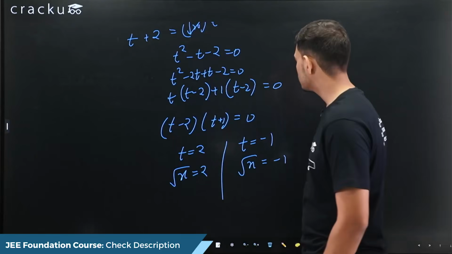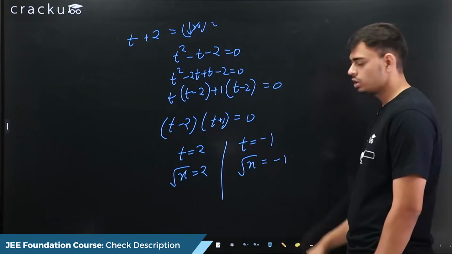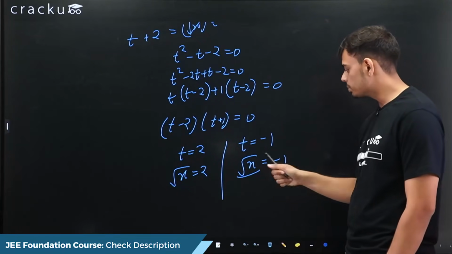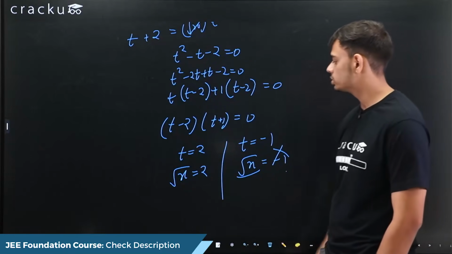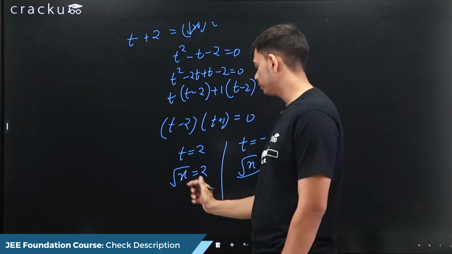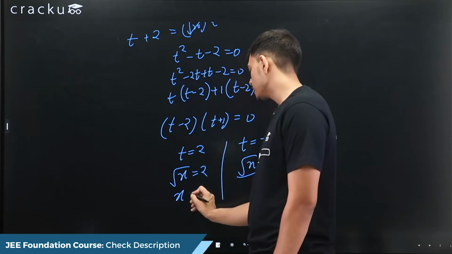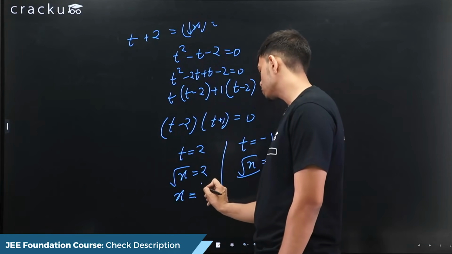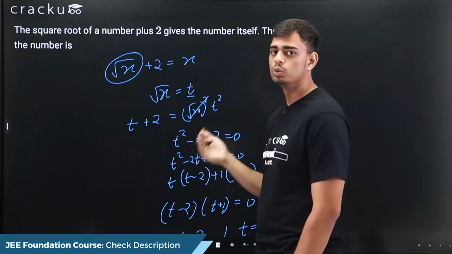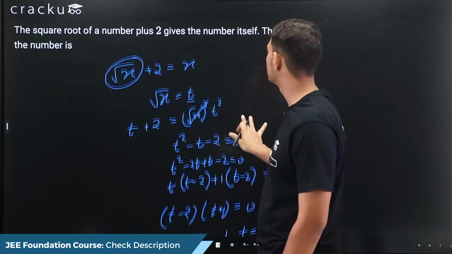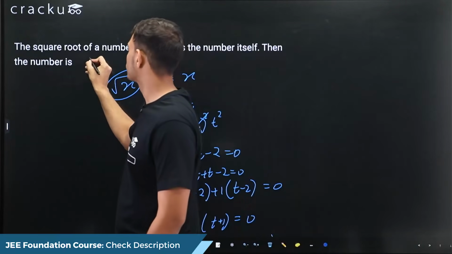Can root of any number be negative? No. Root of any number cannot be negative. So this case is not possible at all. The only possibility is this. We square on both sides, we get x equals 2 square, which is equal to 4. So the number is 4. Root of 4 is 2, plus 2 is 4, the number itself. So the number is 4.